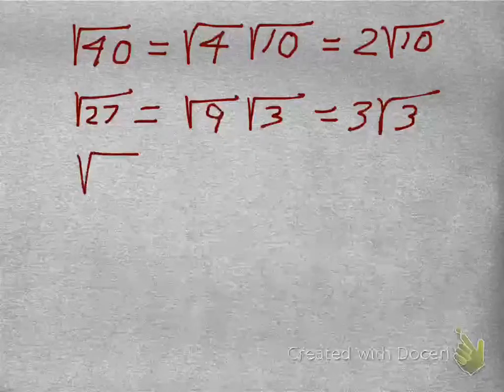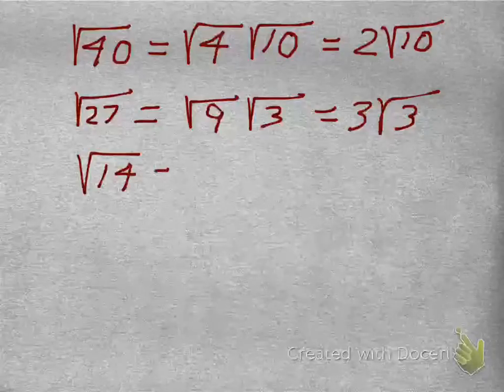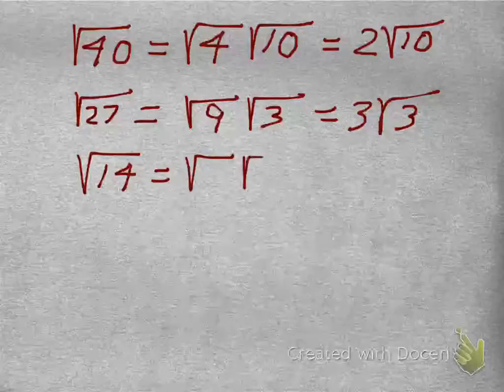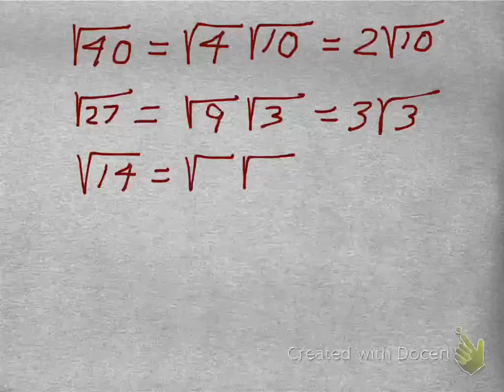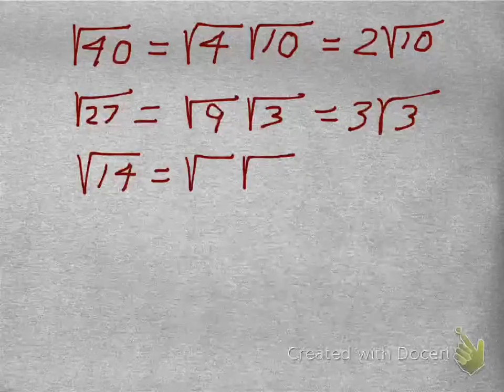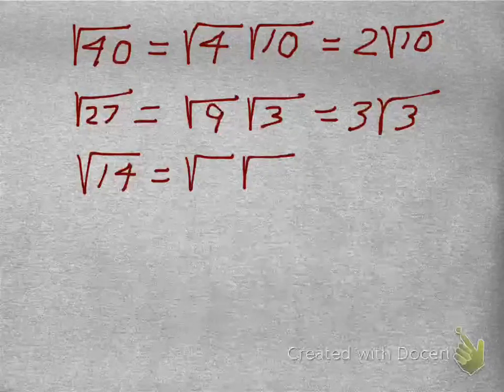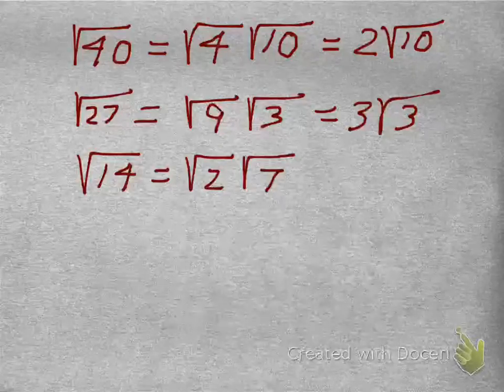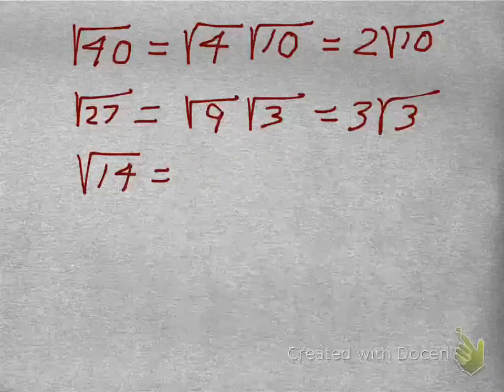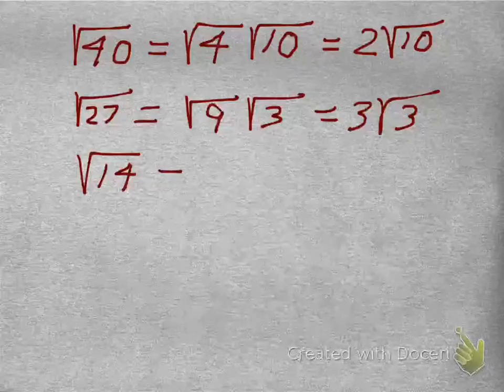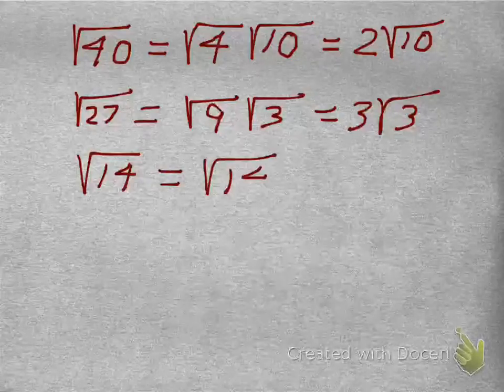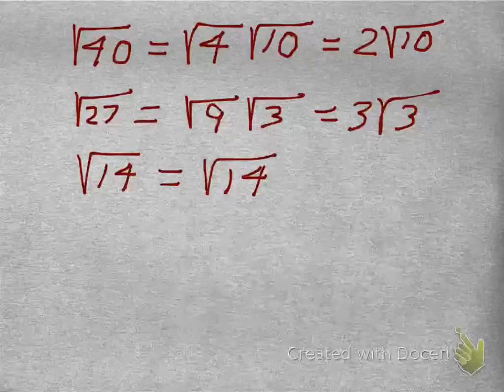Now the square root of 14. If we look for a perfect square in 14, the only one is 1. Now you're thinking 2 times 7. Well, we don't know the square root of 2, nor do we know the square root of 7. So the square root of 14 is in simplest form. It's the square root of 14.